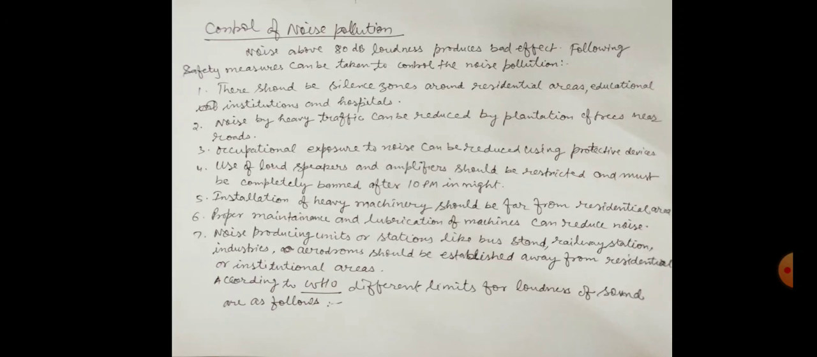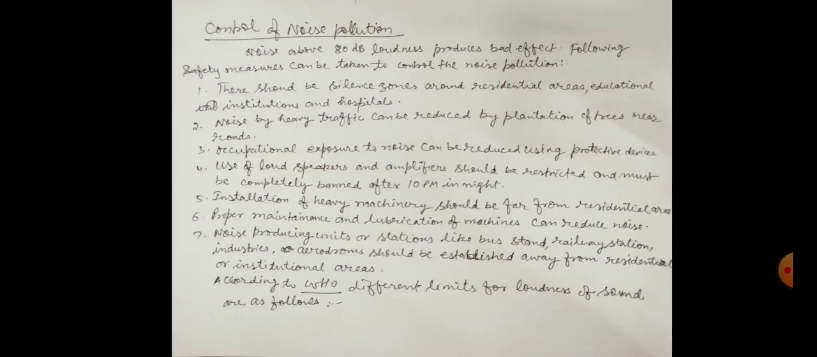So we are thinking about the control of noise pollution. Here the description is given in different points. There are 7 points given here. Number 1: in the silence zones around residential areas, educational institutions and hospitals, there should be a silence zone.